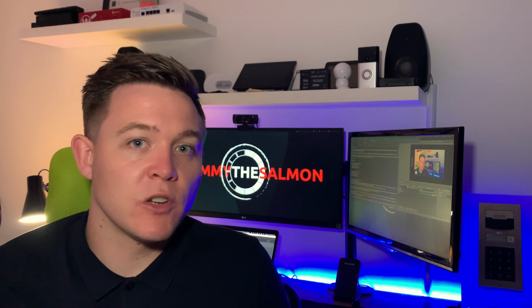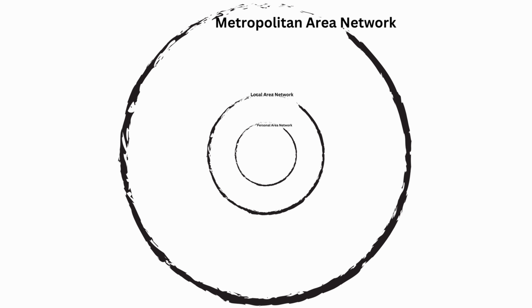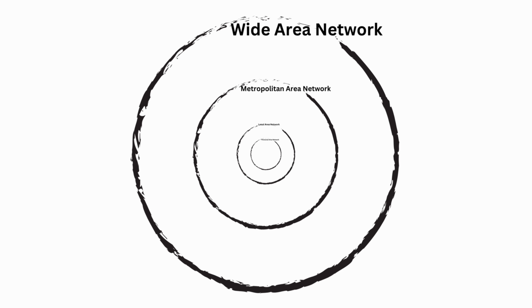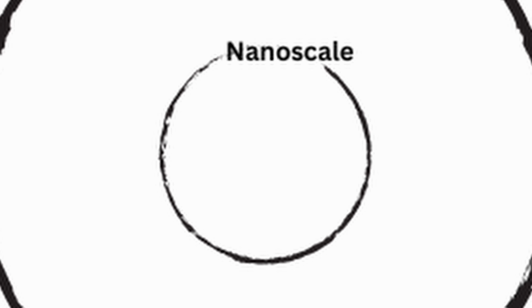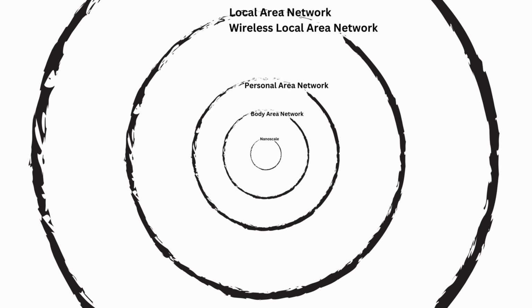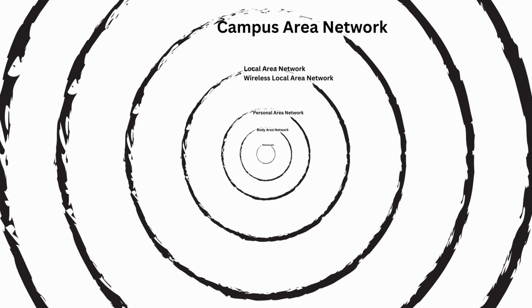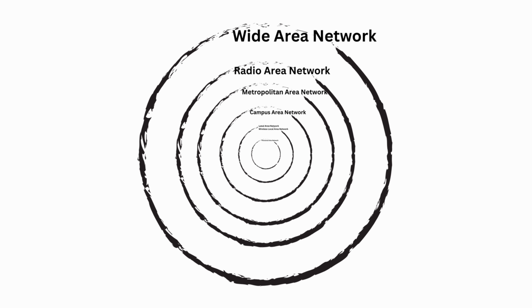There are 4 primary types of networks. You've got a personal area network, or PAN, a local area network, LAN, a metropolitan area network, MAN, and a wide area network, WAN. There are also nanoscale networks, body area networks, or BAN. There's WLAN, which is wireless local area network, CAN, which is a campus area network, and there's RAN, which is radio area networks. Let's start with PAN, the personal area network.